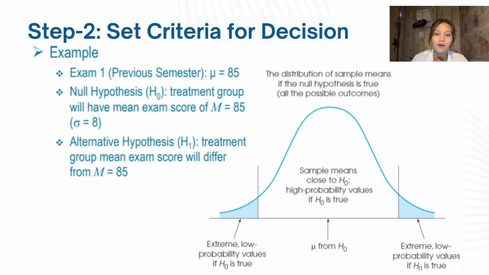If our actual sample mean falls into one of these regions, we'll have grounds to reject the null hypothesis and support the alternative hypothesis. So in this step, we're defining where that cutoff is: how extreme a result needs to be before we say it's unlikely to have happened just by chance.